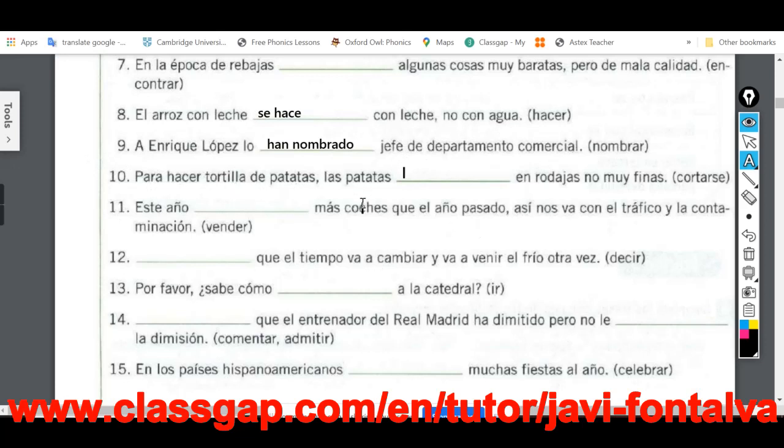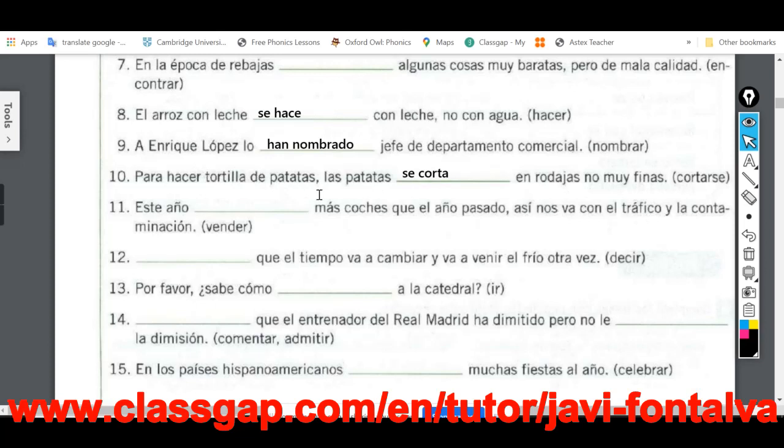Las patatas, cortarse, cut. En rodajas no muy finas. Okay, are we talking about someone specifically, or are we talking in general here? In general, I would say. So this is the second construction, isn't it? So se corta, exactly. En rodajas. So rodaja is like slice, but not too fine, not very fine. Exactly. By the way, I have an excellent tortilla de patata in my fridge.